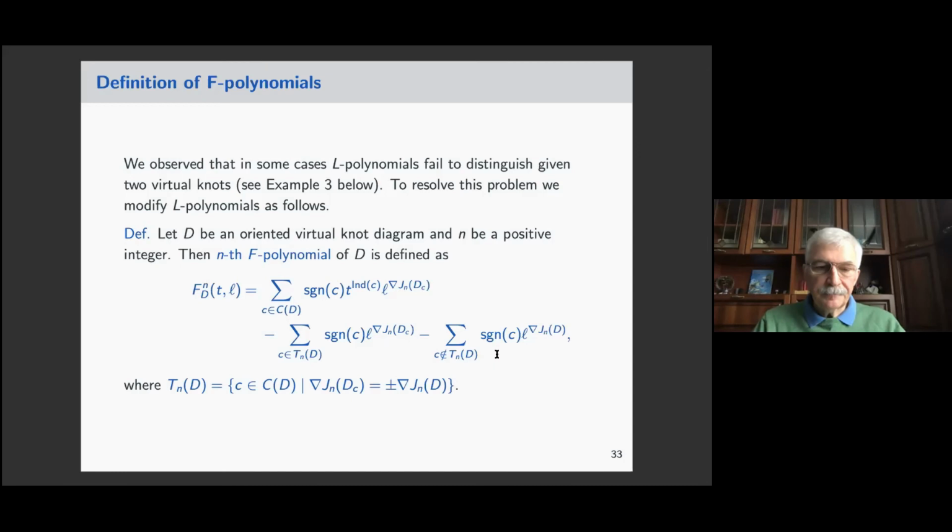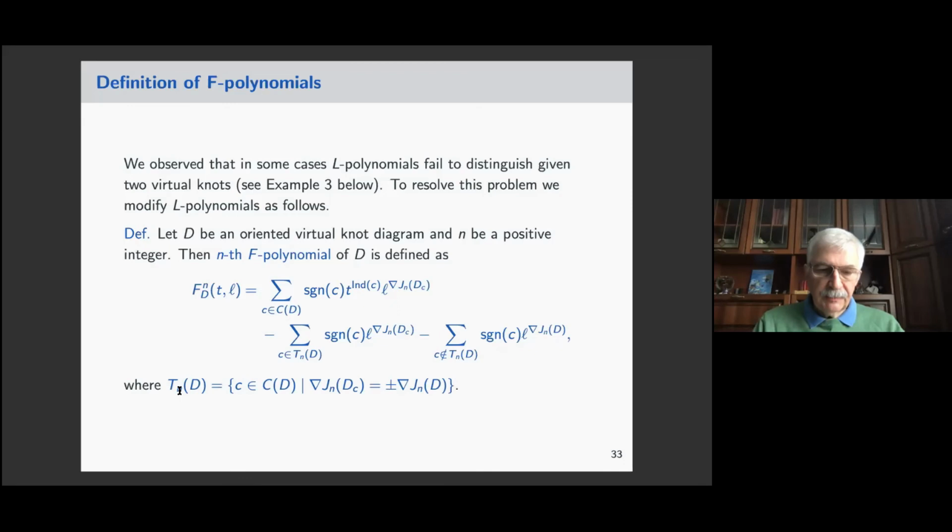The definition of the F polynomial is the following: it depends on n and has two variables t and l, and there are three sums. For the first one, we consider all classical crossings and the sign of the crossing, t in degree index, and l in degree the degree number of the diagram obtained by smoothing. After that, we consider the set T and D depending on the diagram and on n.